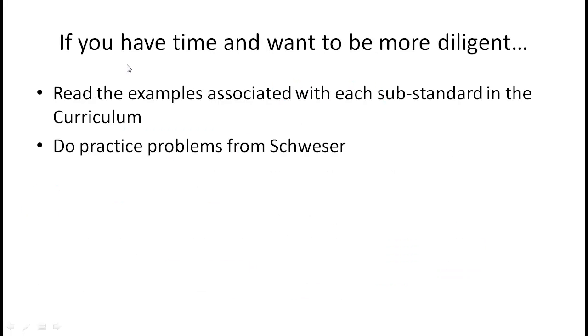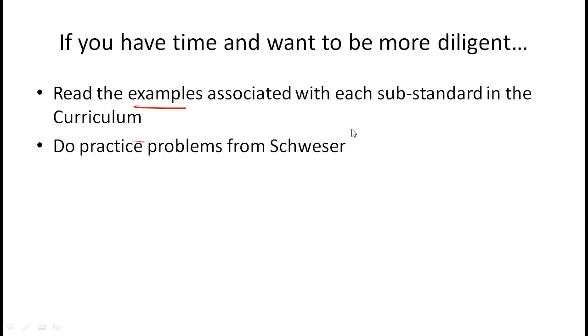If you have time and want to be more diligent, so if you're not working and have 16 hours a day to study, then the additional thing that you can do is, from the curriculum, read the examples associated with each substandard. I don't know how many of you pay attention to this or not, but every standard, such as knowledge of the law, will have substandards such as professionalism. In the curriculum, there will be the standard, there will be guidance, and then at the end, they will give you examples of how that standard is being violated or not violated. And the questions that you get are taken out of those examples.